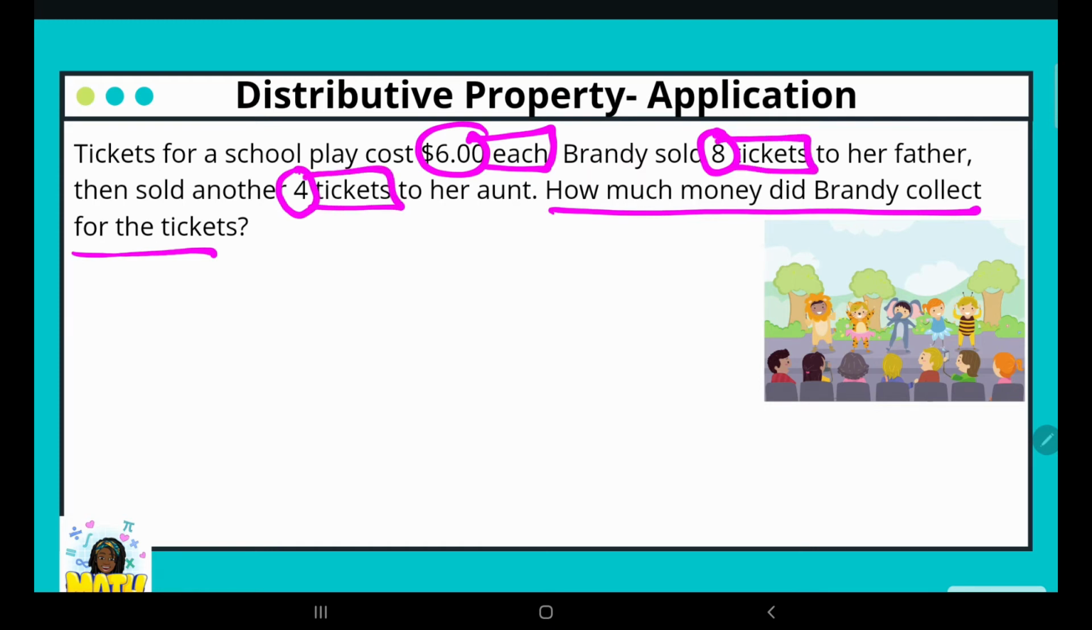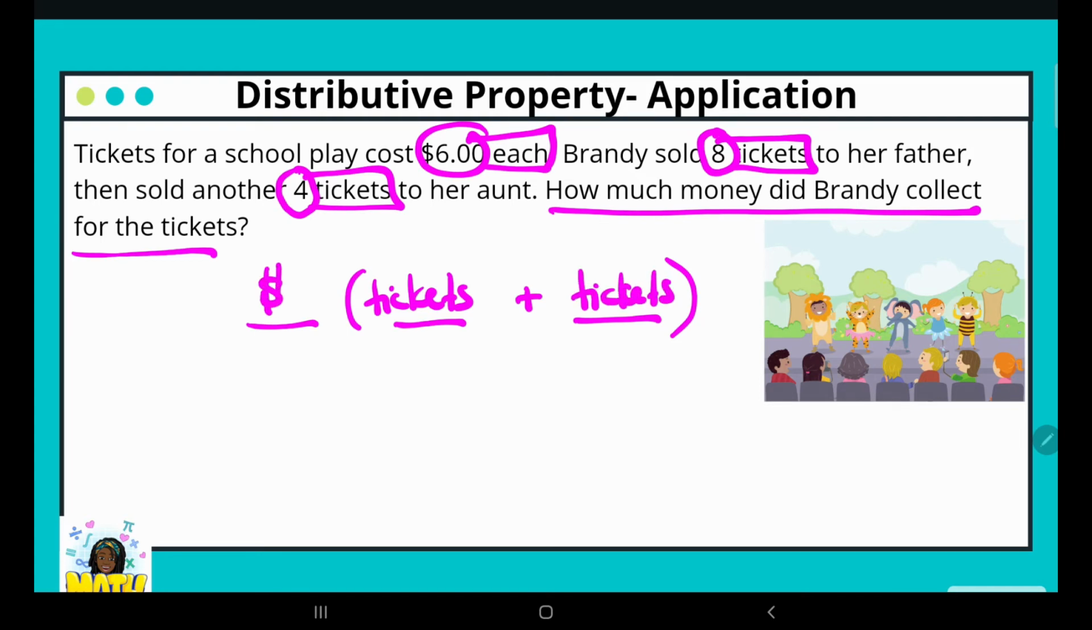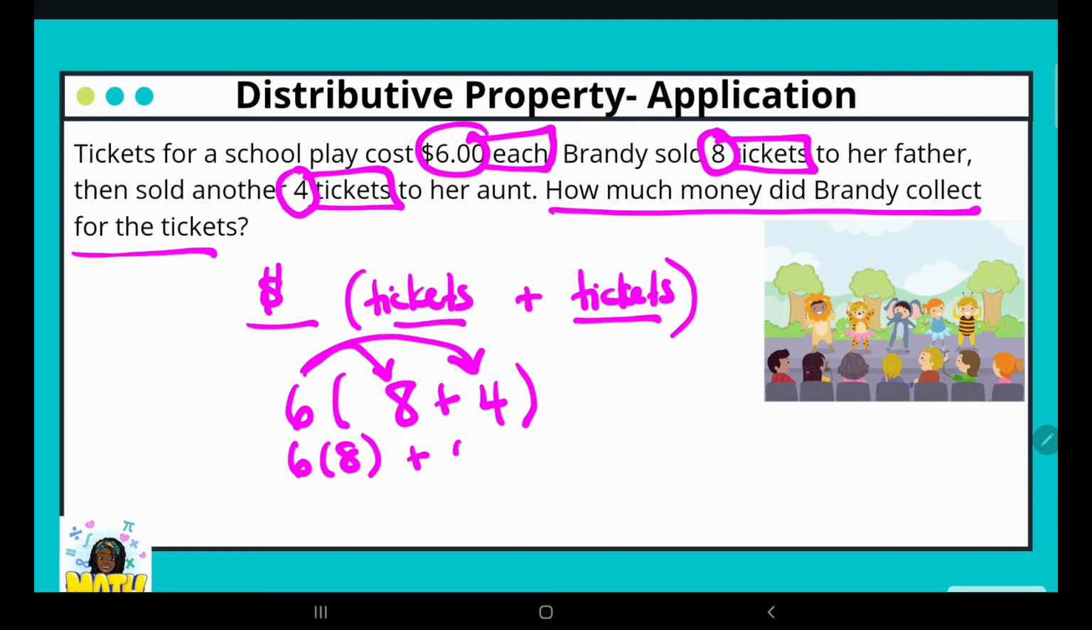Similar to the previous, we know we're going to have at least 3 terms. Now, where do we have something duplicated? Our tickets are duplicated. So tickets are going to go on the inside, and the money's going to go on the outside. So that's going to be $6 times 8 plus 4. Because this question did ask us to solve, we're going to apply the distributive property. So I have 6 times 8 plus 6 times 4, and we can solve this further.